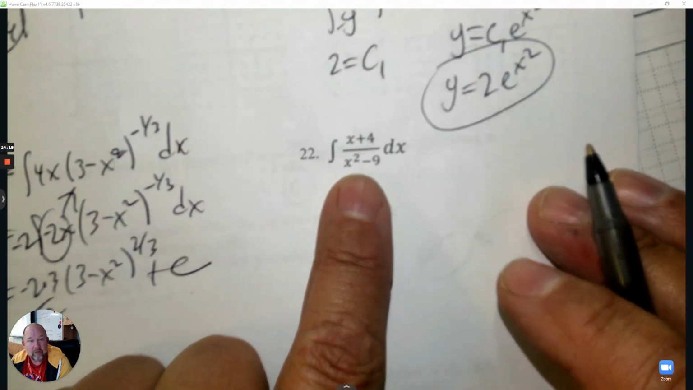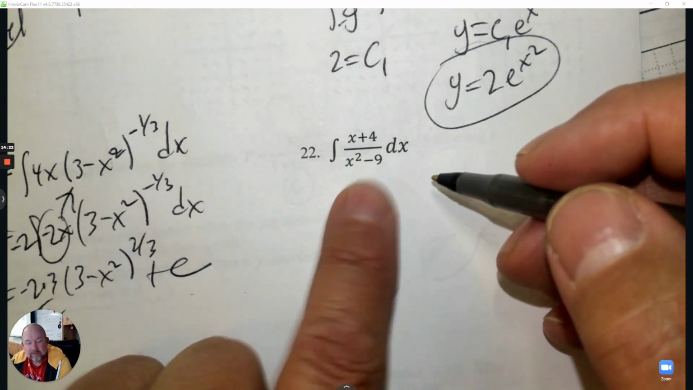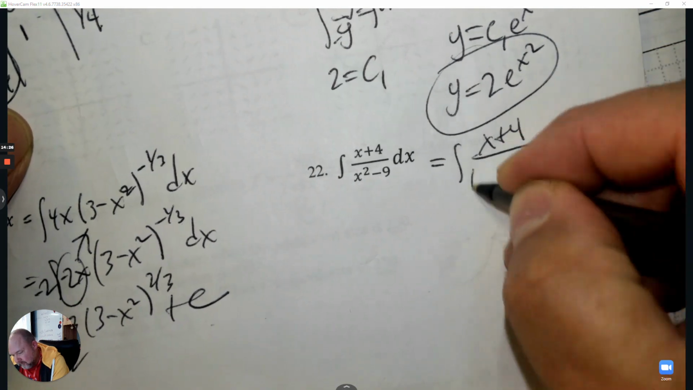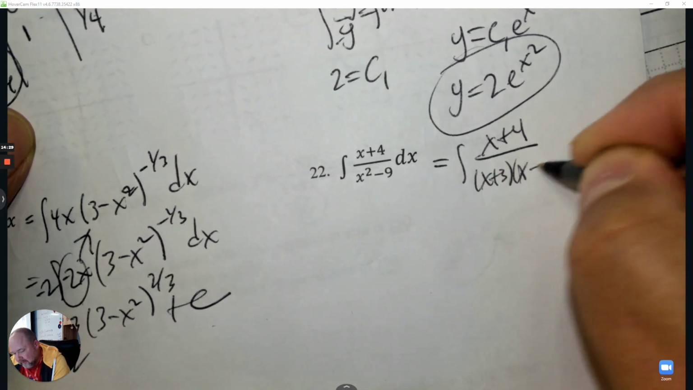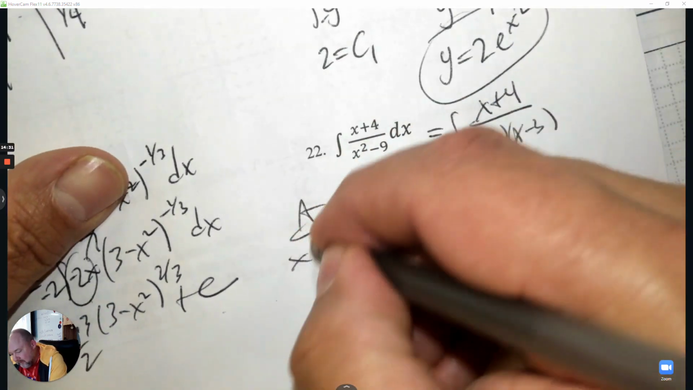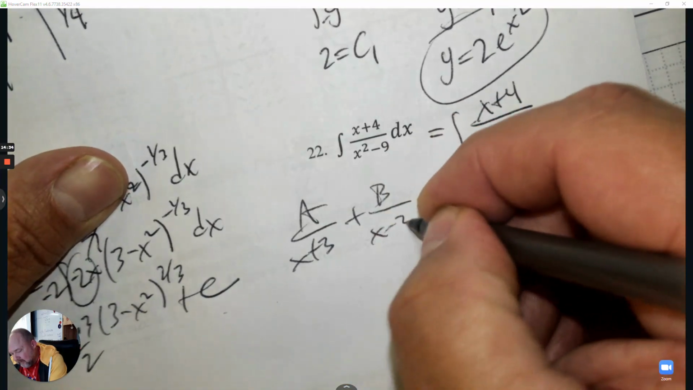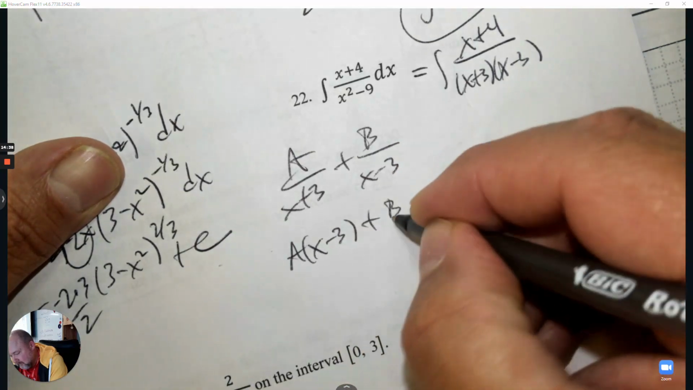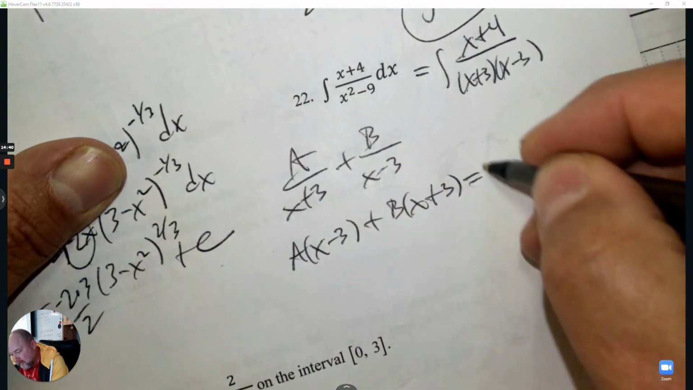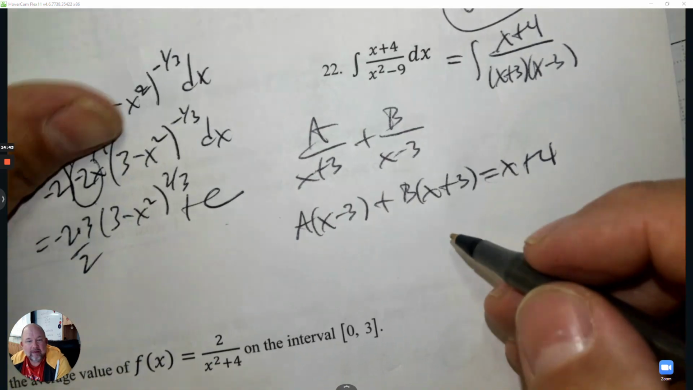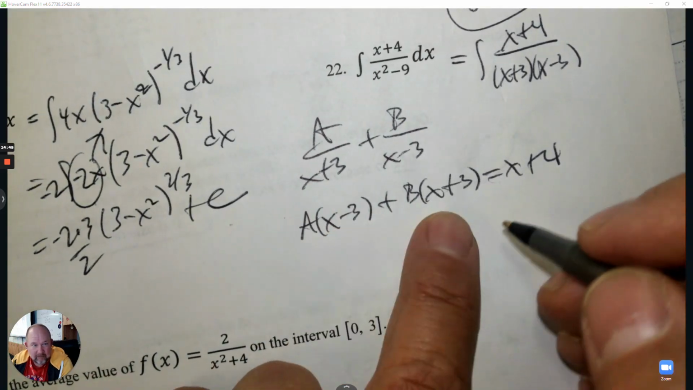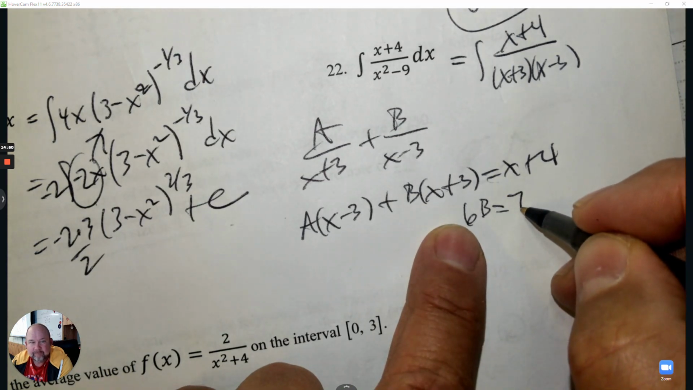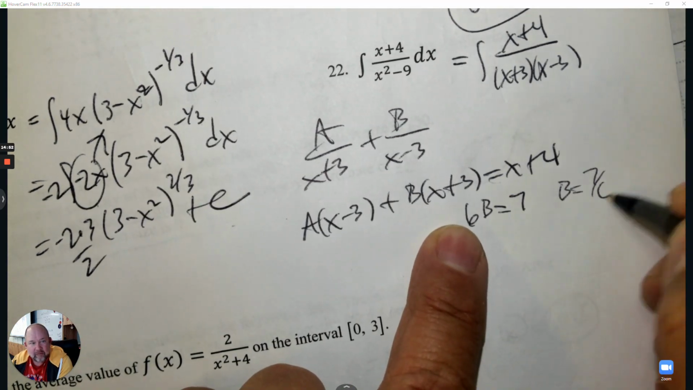Here we are going to factor. So x plus 3, x minus 3. And we have one with x plus 3 and one with x minus 3. Equal to x plus 4. So if I let x equal 3, then we have 6b equaling 7. So b is 7 over 6.